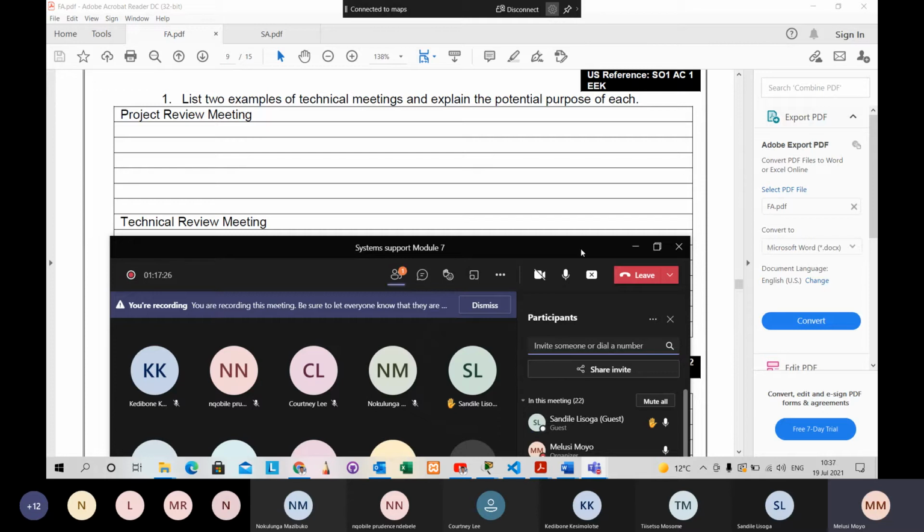So in the project review meeting, we've been working on a project, and I think, okay, they look the same, right? In a technical review, we're also discussing, identifying, and evaluating the current technology deployed to produce a particular product or service in the organization.